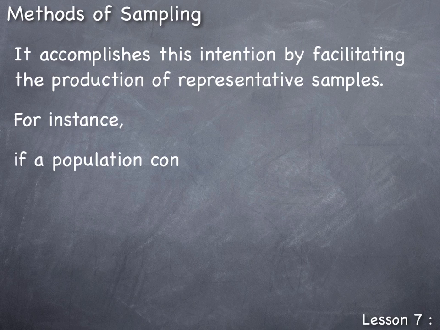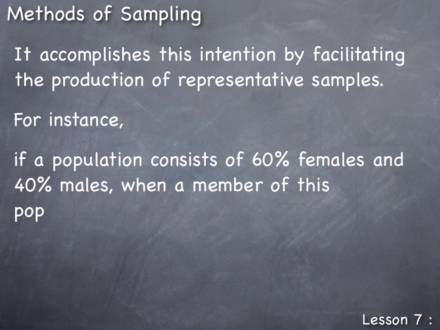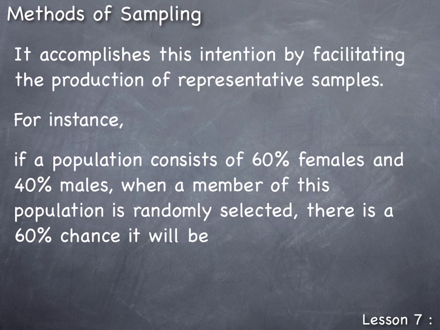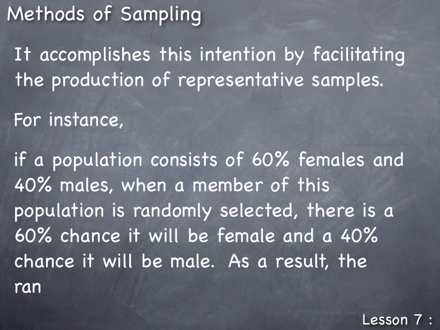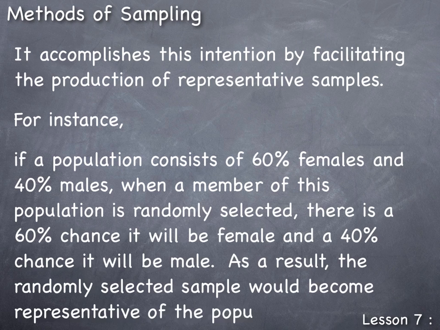For instance, if a population consists of 60% females and 40% males, when a member of this population is randomly selected, there is a 60% chance it will be female and a 40% chance it will be male. As a result, the randomly selected sample would become representative of the population. And the key to producing accurate and reliable results in statistics is the ability to obtain a representative sample. So let's begin the lesson with our most basic method of sampling.